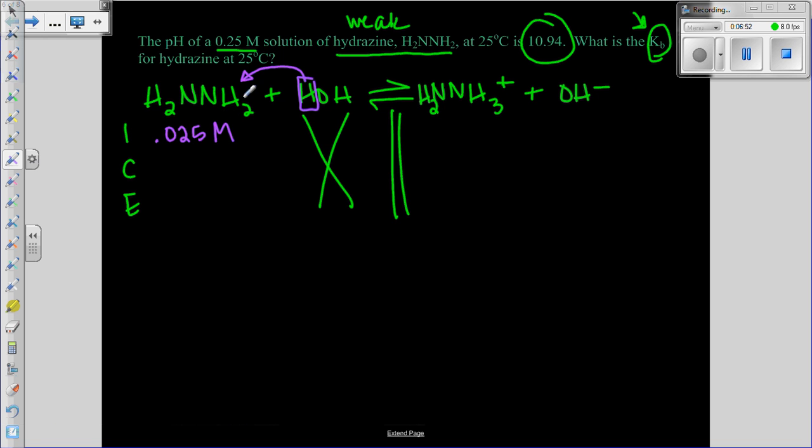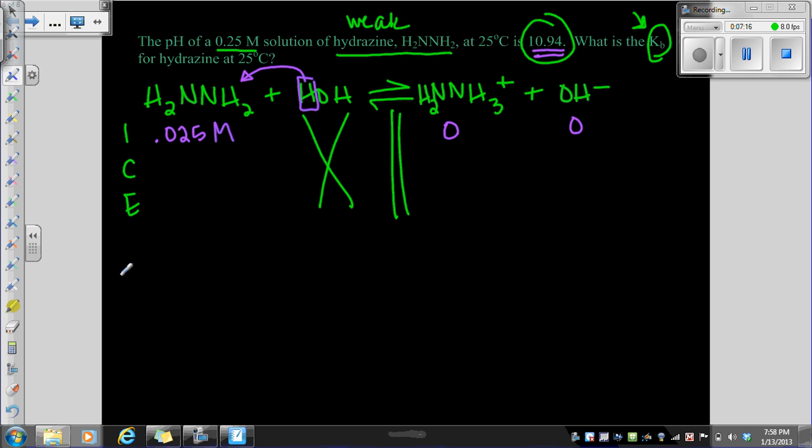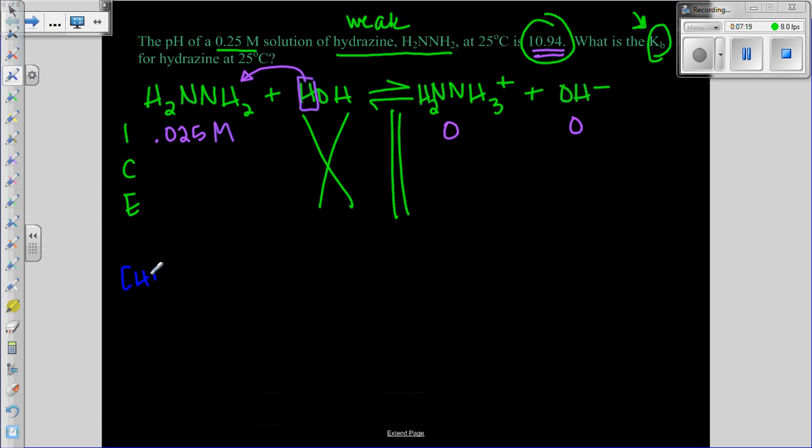0.025 molar solution of hydrazine, neither of these to start. I read the problem, and I need to find the Kb, and I've got a pH of 10.94. So from pH I can find hydrogen ion concentration. I will get that by doing 10 to the negative pH. So if I do 10 to the negative 10.94, I get 1.15 times 10 to the negative 11.